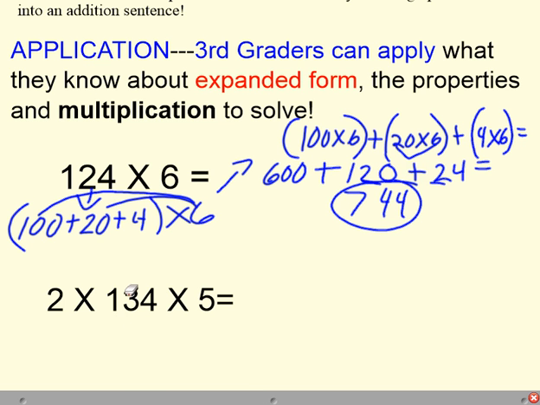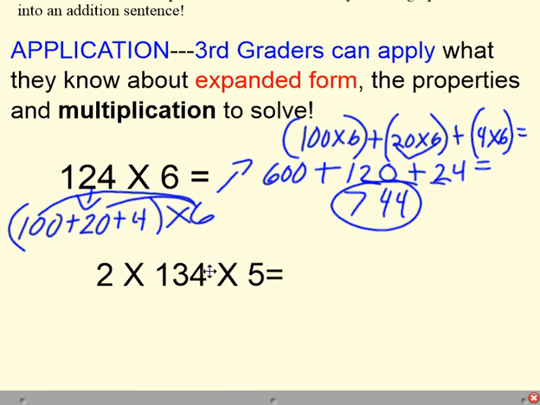Then we also solved larger problems. If we have 2 times 134 times 5 with this problem, we're going to use what we know about the commutative property, associative property, and how we can group numbers. I'm going to look at this problem first, and I see 2 times 5, and I know that that's 10. So I know that I can multiply these two first. I'm just going to make that 10. I have 134 times 10.